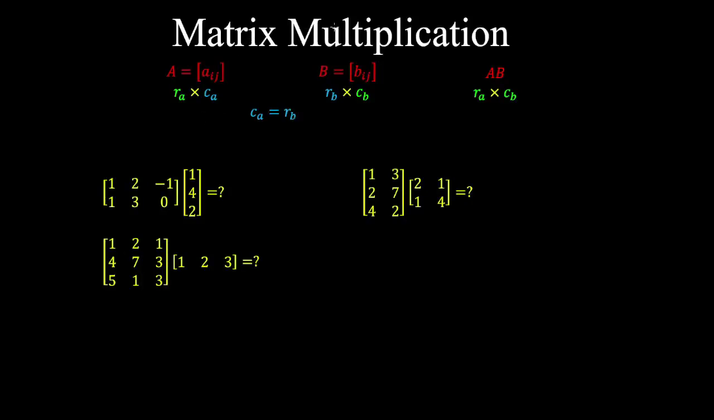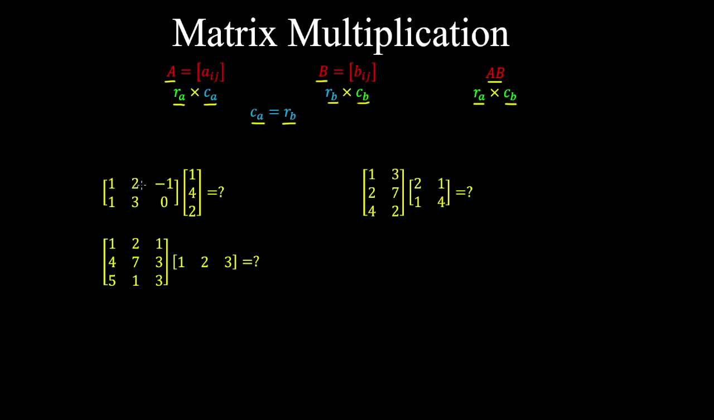Today we'll look at matrix multiplication and where it's defined or not defined. So if we consider two matrices A and B, which have a number of rows by a number of columns, then for us to be able to multiply these two matrices, the number of columns in matrix A must be equal to the number of rows in matrix B. And the resulting matrix has the same number of rows as matrix A and the same number of columns as matrix B.